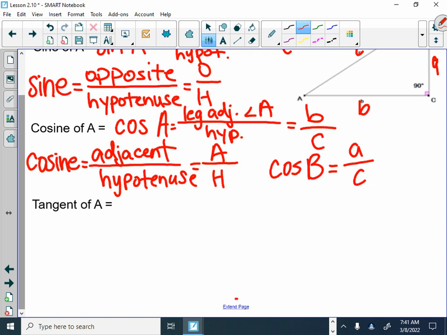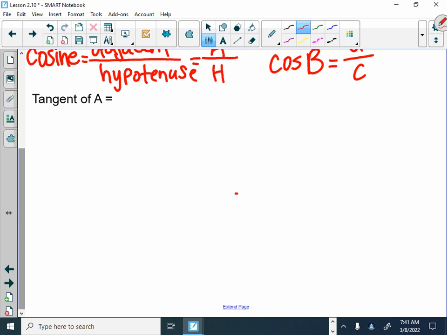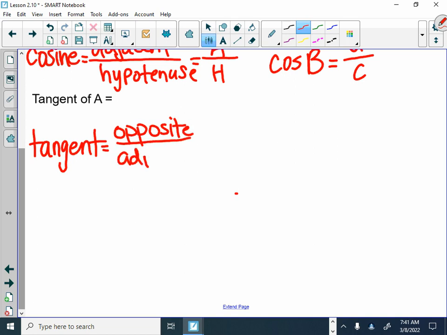Alright, and then the last trig ratio that we'll talk about in this class, at least, is tangent. Tangent is opposite over adjacent. So there's no hypotenuse involved with tangent. That's your TOA of your mnemonic, TOA. So tangent is opposite over adjacent.